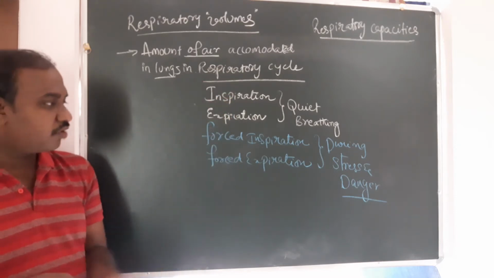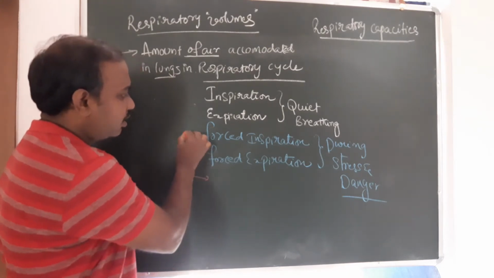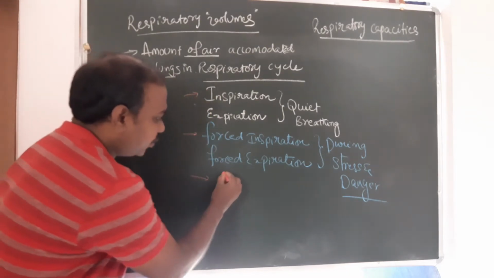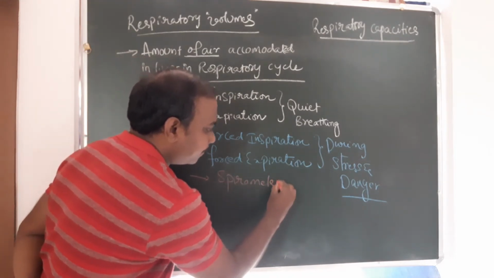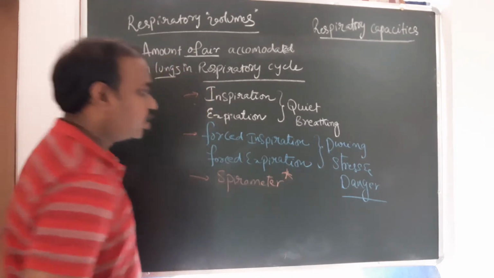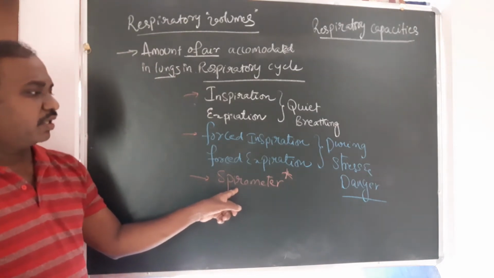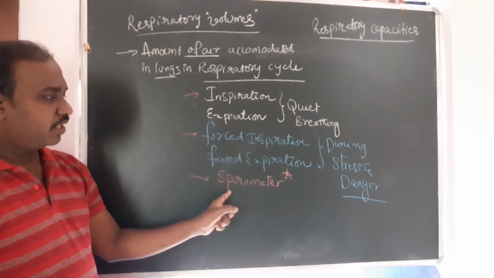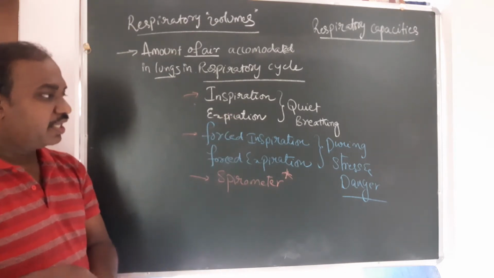How do we measure these values? If you recall our previous lesson, in the mechanism of breathing, what is the instrument that we have? The instrument is the spirometer. Right, the instrument is spirometer, very important in the NEET examination. What is the instrument to measure these respiratory values? Spirometer is the instrument, right?